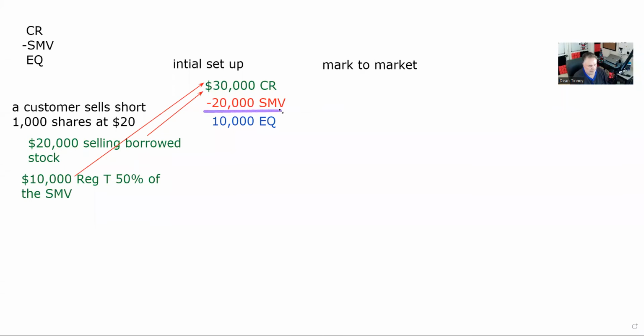All right, so let's see what then they say in the question. It says the stock goes to 23. Uh-oh, that's the bad news. That's not what we want. So the key again is now we're going to do our mark-to-market at $23 a share. We still have $30,000 in the credit register, cash that arose from a short sale.